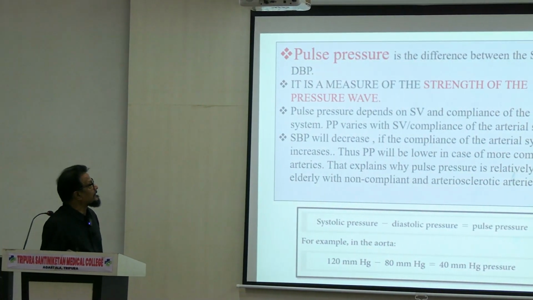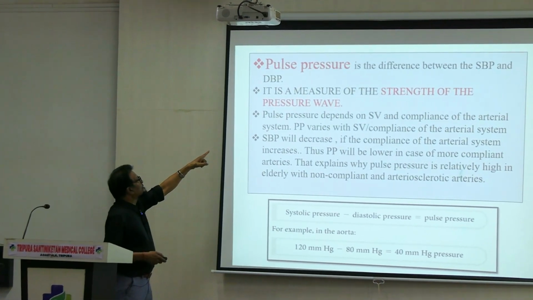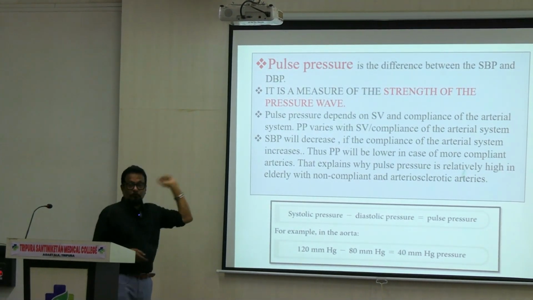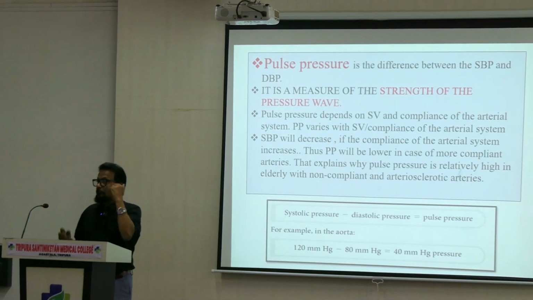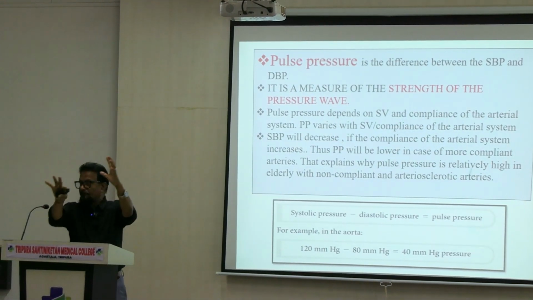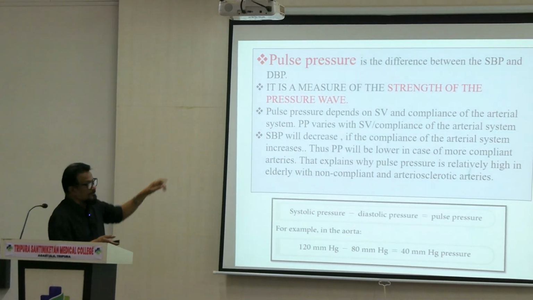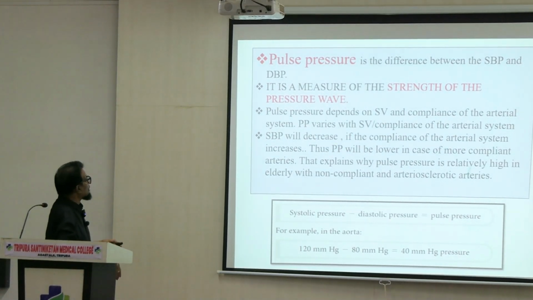Now pulse pressure, it is the difference as I said, and it is the measure of the strength of the pressure wave. Okay, what is this pressure? What is the strength of the pressure? The blood is going forward. So what is the pressure? What is the disturbing force? It is determined by the pulse pressure. Okay.